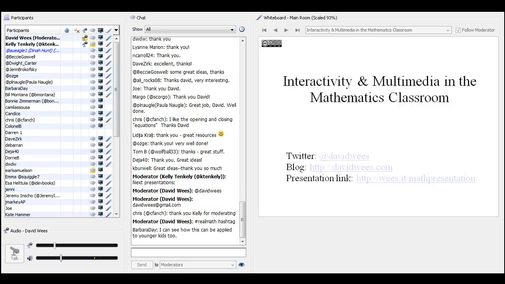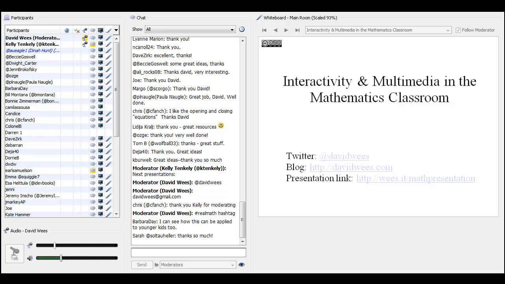And as Barbara says, you can totally do this with younger kids too. I mean, check out the Real Math hashtag. There's a whole bunch of ideas of things you can do with kindergartners and making math more interesting and engaging, because really, we've got to start young. No reason to start late.